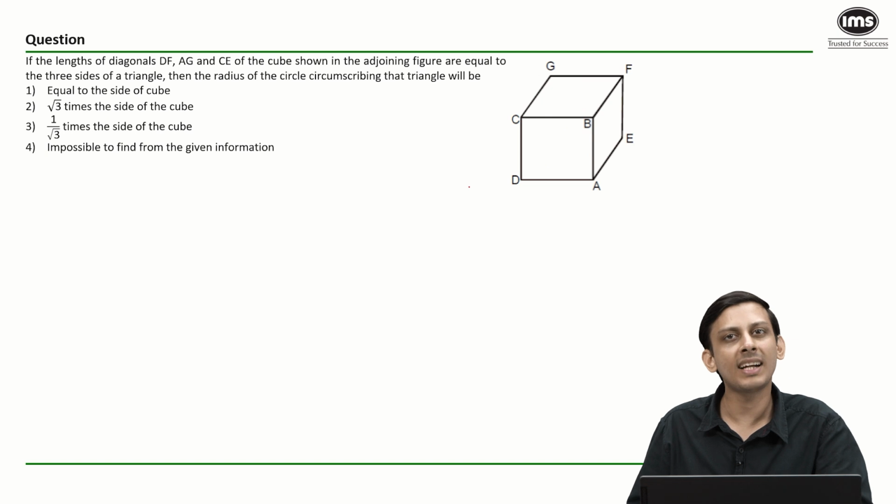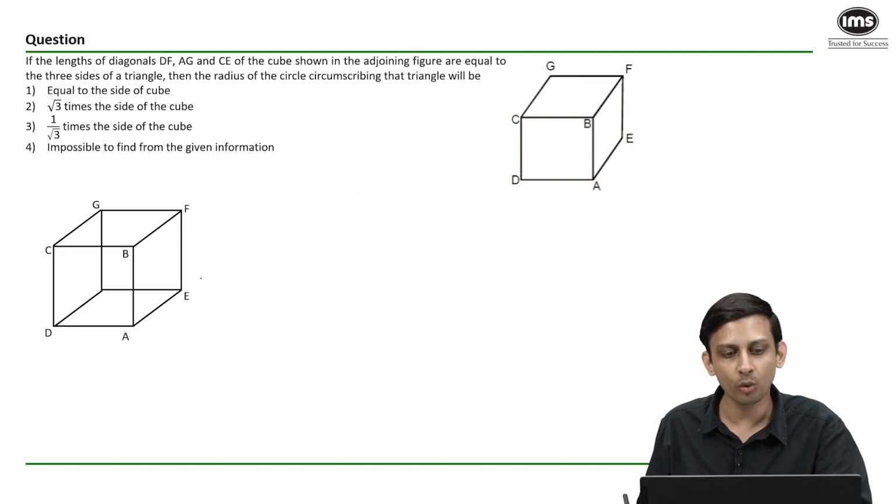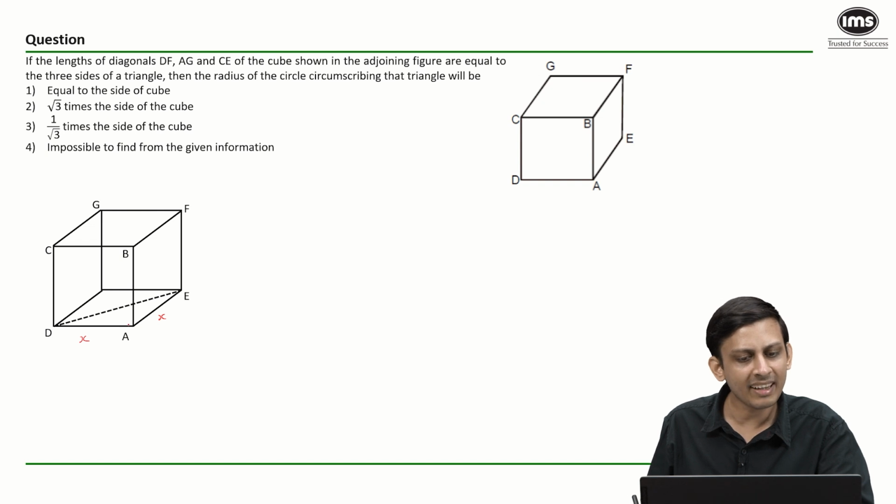Now, what is a body diagonal of the cube? Body diagonal of a cube is root 3 into the side of the cube. How do we get that? So if we look at a cube, if we first find out DE. Let's say the sides of the cube are x, DA is x, AE is x, now we will get a right angle here. So in this right angle triangle DAE, if two sides are x, then the hypotenuse will be root 2 into x.